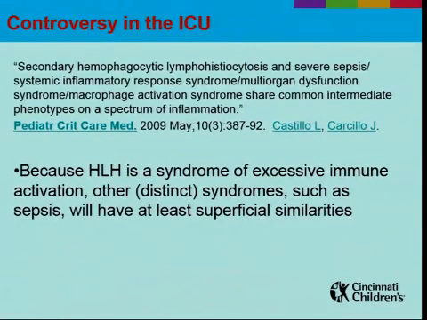So we get a lot of consults from the ICU, and the question is, could this extremely ill patient have HLH? And as a recent article in the Pediatric Critical Care journals by Dr. Castillo and company said, secondary HLH and severe sepsis and SIRS and multi-organ dysfunction really have such common intermediate phenotypes that it's difficult to separate any one individual in the context of an acute clinical illness. Because HLH is a syndrome of excessive immune activation, you have to have a high degree of suspicion, and there will be very significant overlap with patients who are sick with just sepsis, gram-negative sepsis, or even just severe viral syndromes.